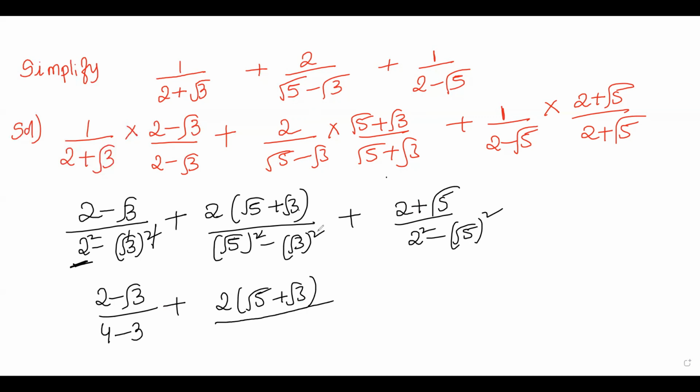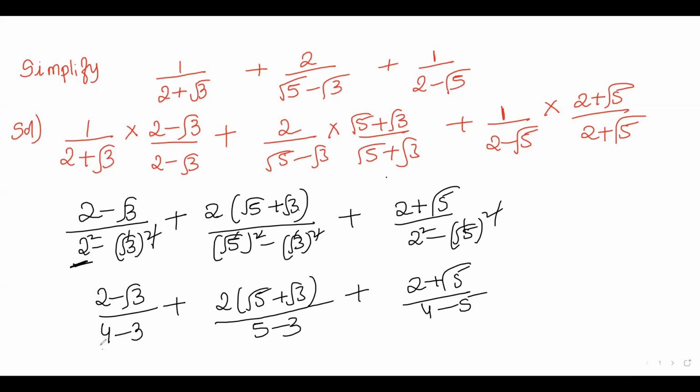Square and root get cancelled, you will get 5 minus 3. Here 2 plus root 5 by 2 square is 4. Square and root cancel. 4 minus 5. Okay. Now I will be writing the next step in the next page.